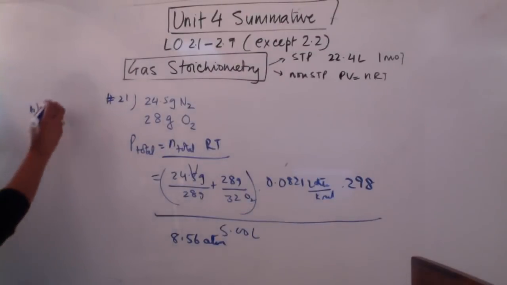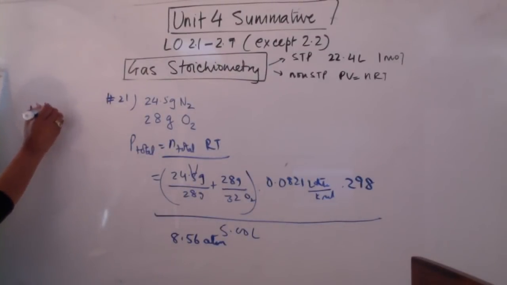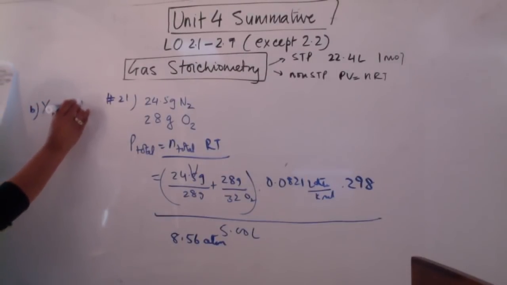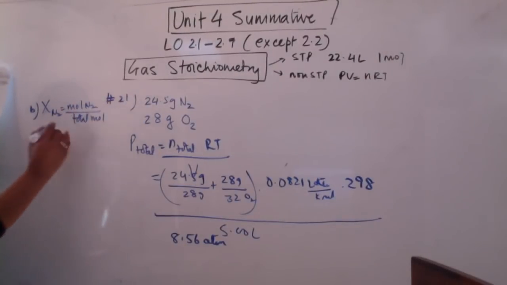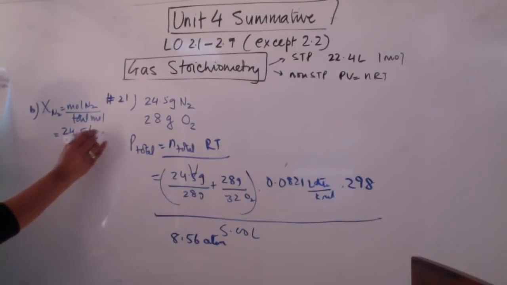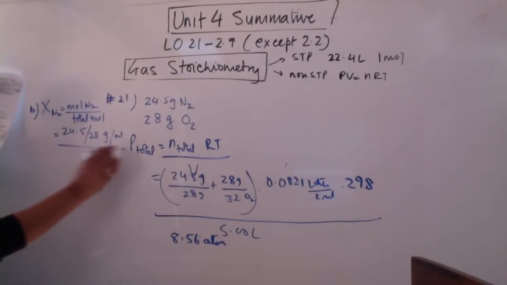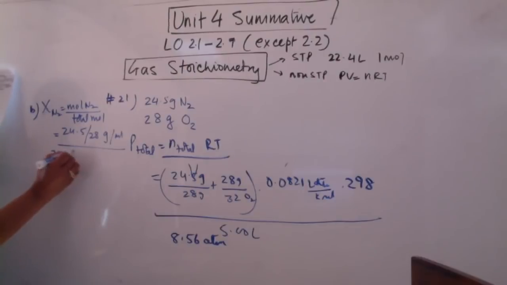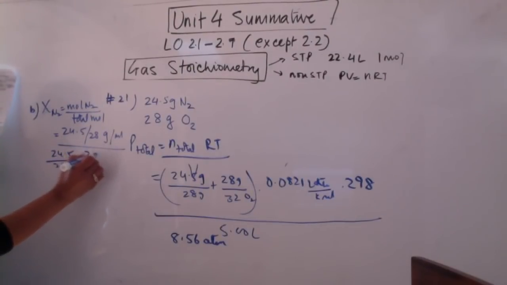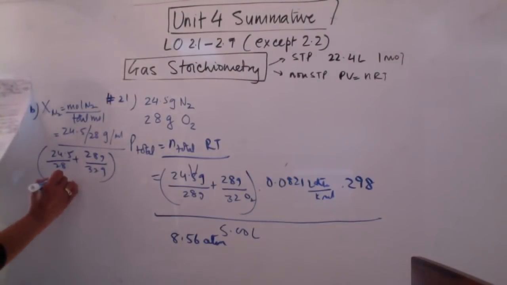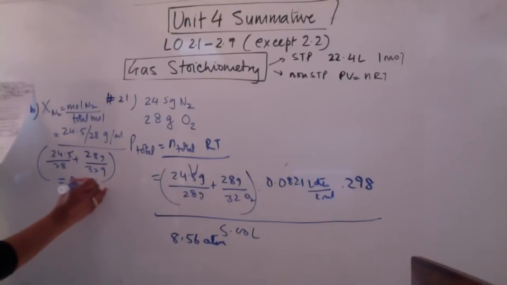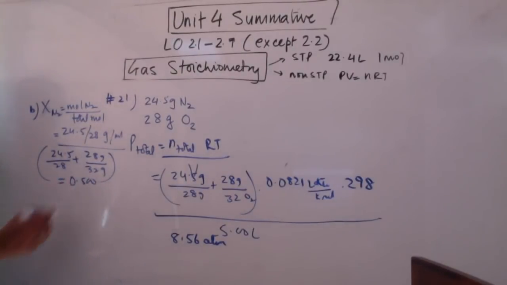Then for part B of it, the temperature is decreased to 280. Now, what is the mole fraction of nitrogen? Mole fraction is represented by X. X of nitrogen means moles of nitrogen over total moles. So how many moles of nitrogen do we have? 24.5 divided by 28 grams per mole. And total moles will be 24.5 divided by 28 plus 28 grams over 32 grams, right? And this will give you a mole fraction of 0.500. And mole fraction does not have a unit because it's a ratio.